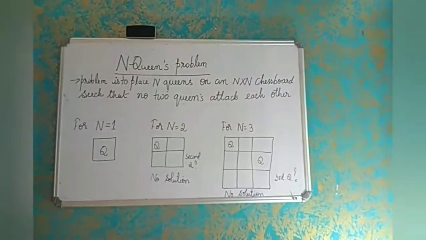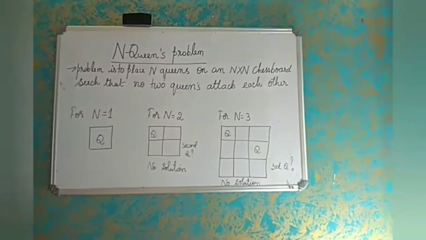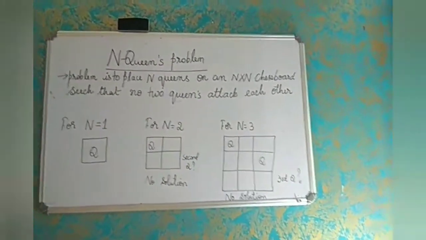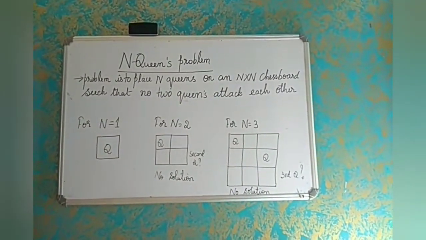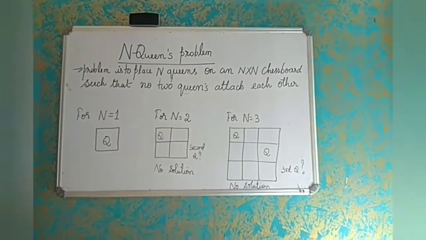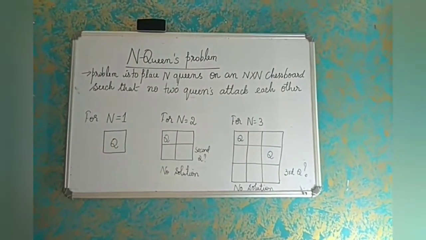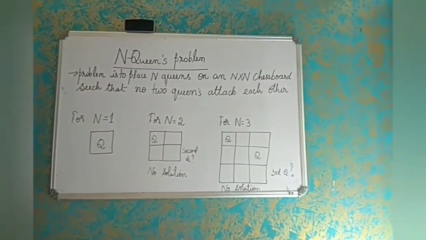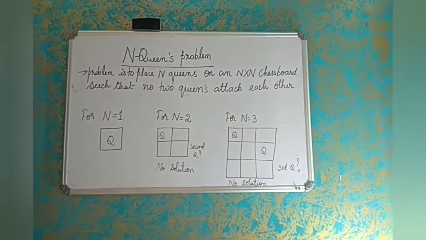Let us see how we can solve the n queens problem using the backtracking method. As I told you, the n queens problem is to place n queens on the n cross n chessboard such that no two queens attack each other. When I say attack each other, that means no two queens should be in the same row, same column, or the same diagonal.